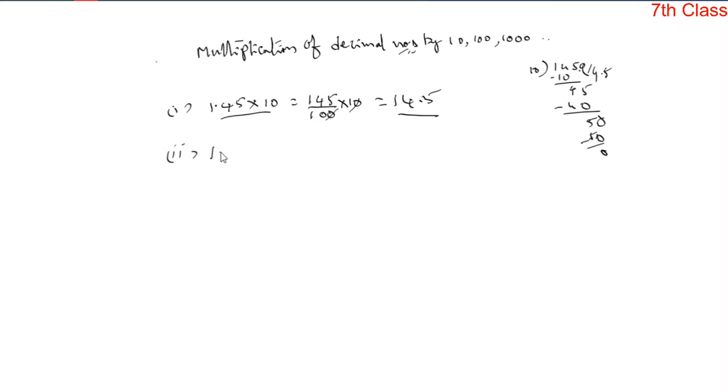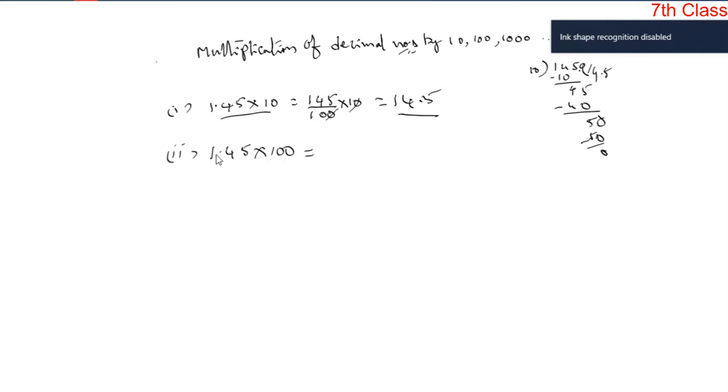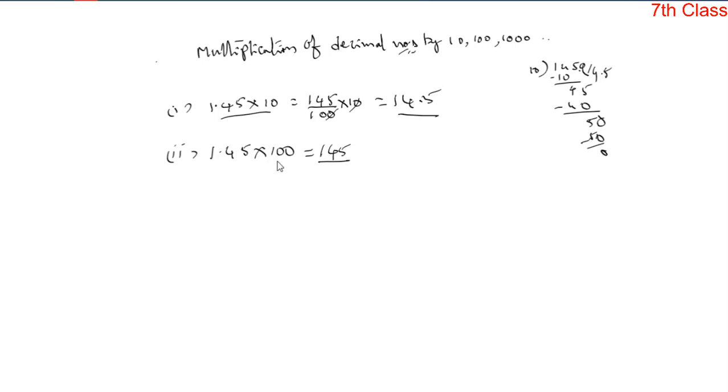Multiply the same decimal number by 100. So you write this decimal number as a fraction, 145 by 100, with 2 zeros. Why? Because 2 digits are there. Here we are multiplying this number by 10 and the same number by 100. Of course, in the third one we will multiply the same number by 1000. So just observe the difference.